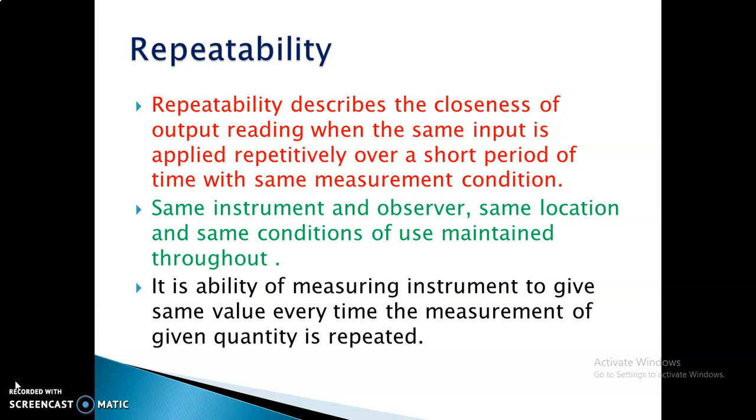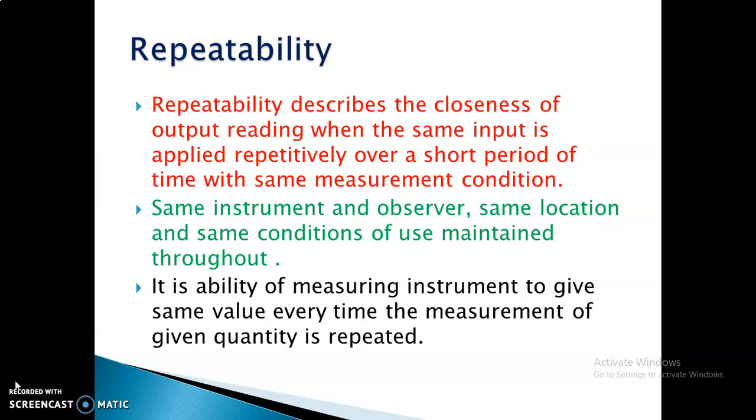What is repeatability? Repeatability is nothing but repeatedly doing the same reading. For example, for a particular instrument, I calculate the measurement value repeatedly when the same input is applied for a short period of time. That is what repeatability is called. But it must be the same instrument, the same observer, and the same location. Those are the constraints while you are doing repeatability.